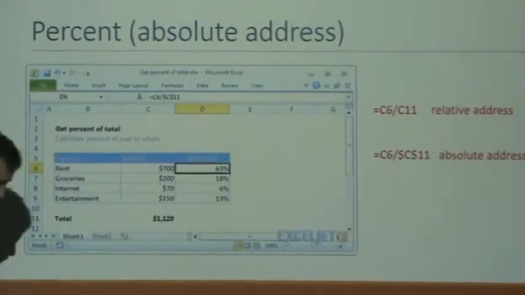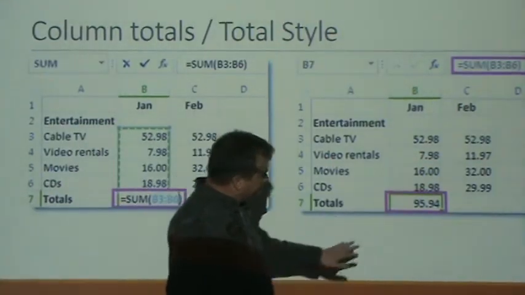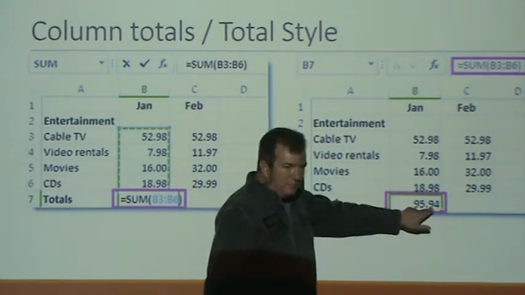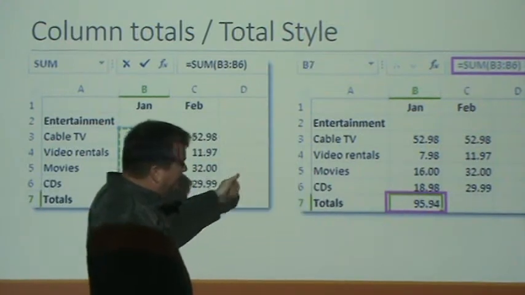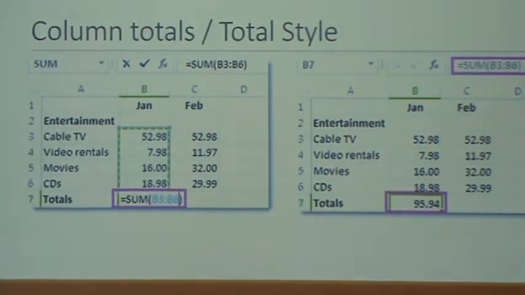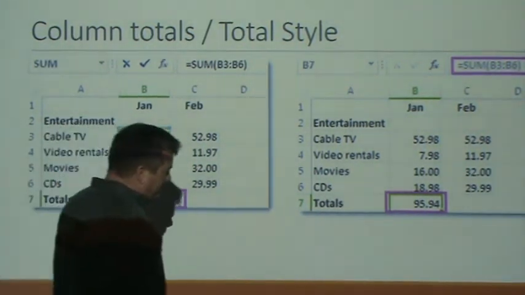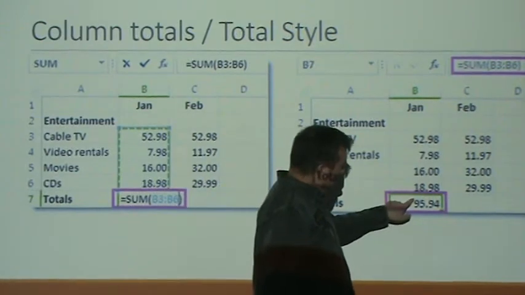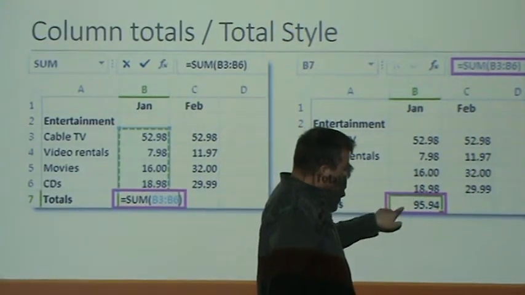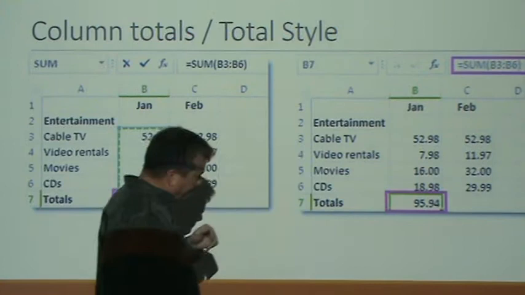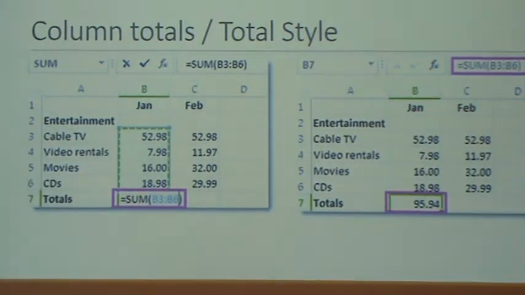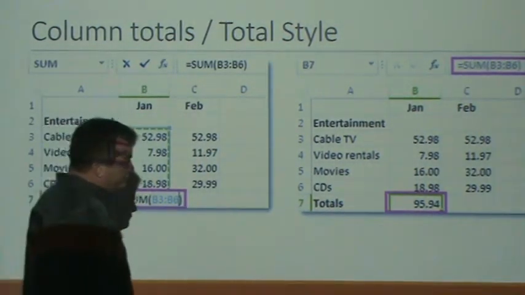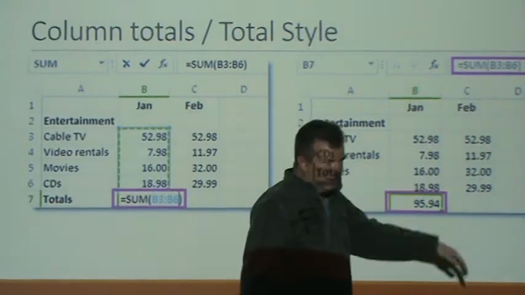Okay, now, let me go back to this. This number, 95.94, is money, right? And maybe it's US dollars in a sense. So we might want to have it look like currency, with a dollar sign in front of it.